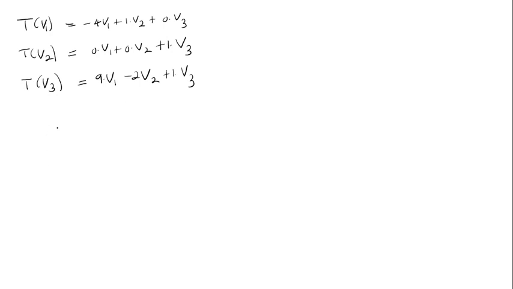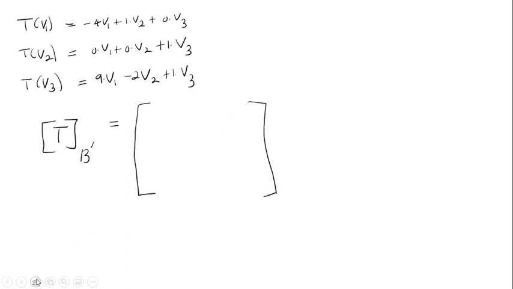Now I can write the matrix representation of this linear transformation with respect to the basis B prime, because I expressed TV1, TV2, TV3 in terms of V1, V2 and V3. So my first column should be these three elements, that means -4, 1 and 0, and my second column should be 0, 0, 1, and my third column will be 9, -2, 1.